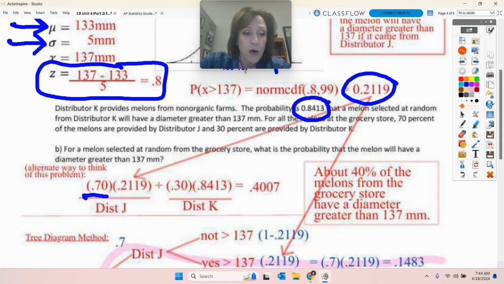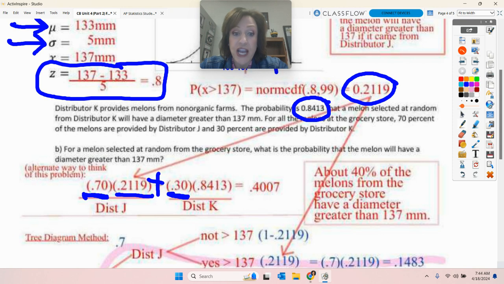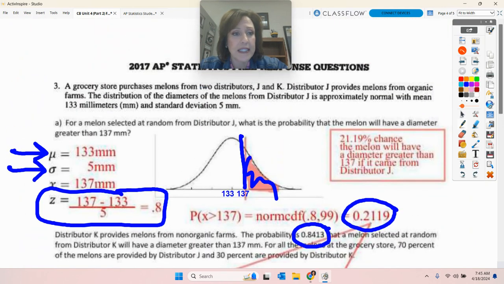See, they'd take more from distributor J. 70% come from distributor J, and that probability, that's the proportion of those 70% that are large enough. And then you sum that with the 30% that come from distributor K, and then the proportion of those. So overall, they would expect about 40% of their melons to be 137 or more. Okay, so let's see here.